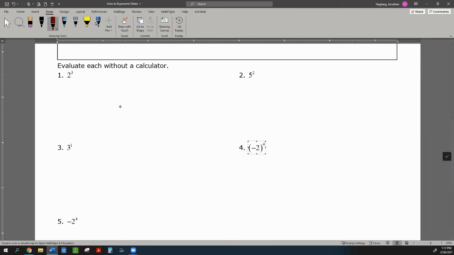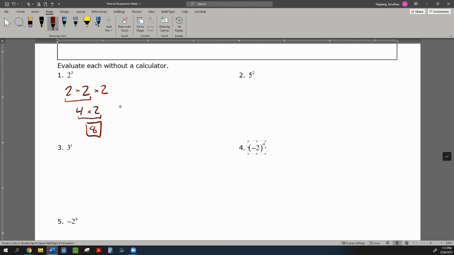So for number 1, we have 2 cubed, or 2 to the third power. Remember, an exponent is just multiplying by itself that number of times. So this is meaning 2 times itself 3 times. So 2 times 2 times 2. Well, 2 times 2, we're going to do order of operations, multiply from left to right. So 2 times 2 is 4 times 2, and 4 times 2 is 8.